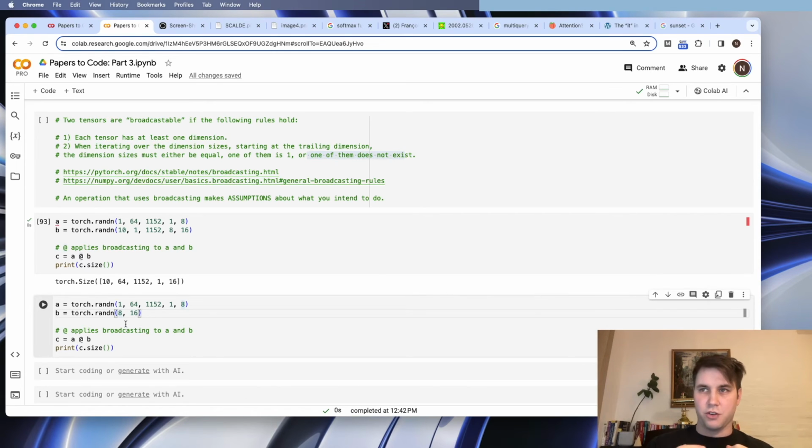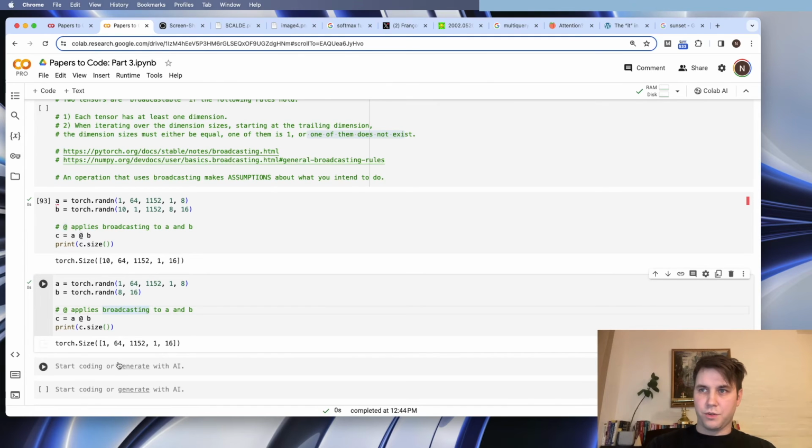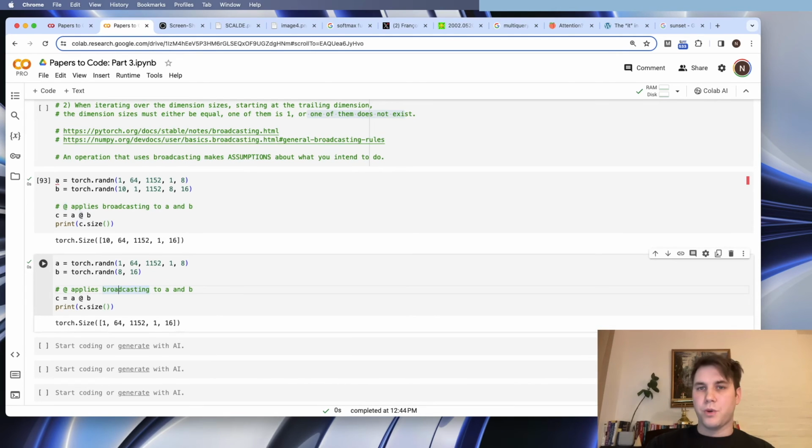So it's actually going to, under the hood, add a 1 and a 64 and a 1152 in front of B. So it's going to create copies of this many times. And you end up with 1 by 64 by 1152 by 1 by 16. Broadcasting helps us in this way, in that it's kind of a good abbreviation. Otherwise we would have to do things like tile and expand and copy, and we'd actually have to perform a lot under the hood just to get what we want out of it.